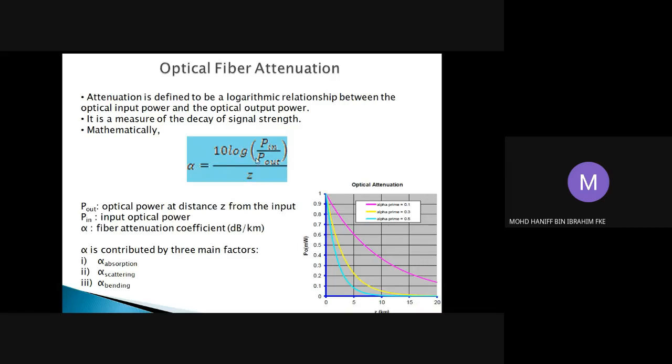It will be 10 log, power in, the power which is transmitted at the source before the input to the fiber, and power out is the output which is measured at the end of the fiber. So we have 10 log power in over power out, divided by z. Z is the length, the distance from the input.